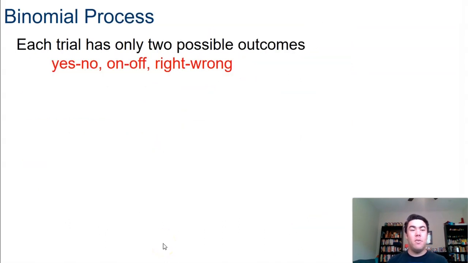A binomial process is when each trial has only 2 possible outcomes, yes or no, on or off, right or wrong.